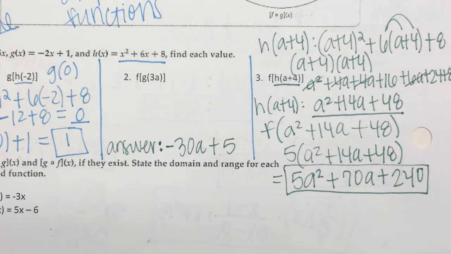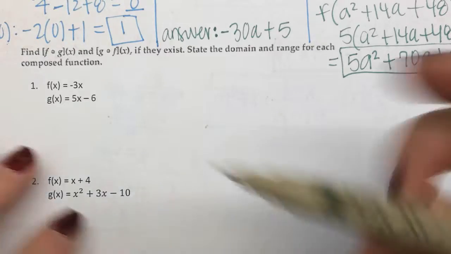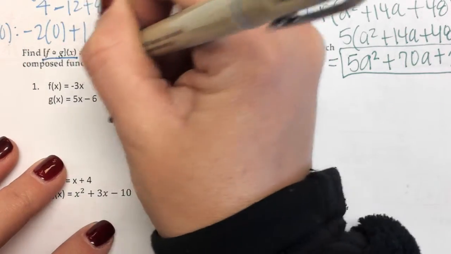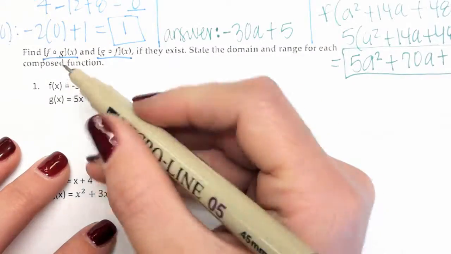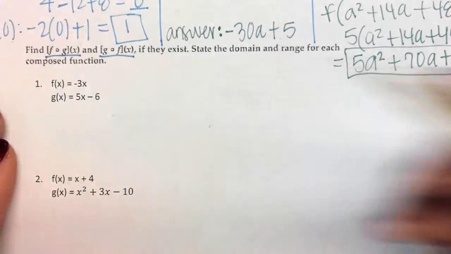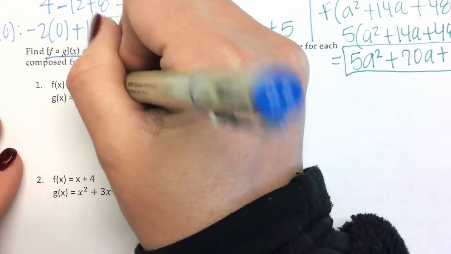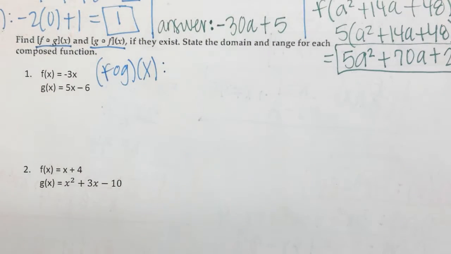So now we are just composing functions with nothing to evaluate. It's a little different. We're going to find f of g of x and g of f of x for each term. So that's how you say it. The open circle is f of g of x, g of f of x. We'll start with f of g of x. Doesn't matter what you start with. I just always start with this one, f of g.